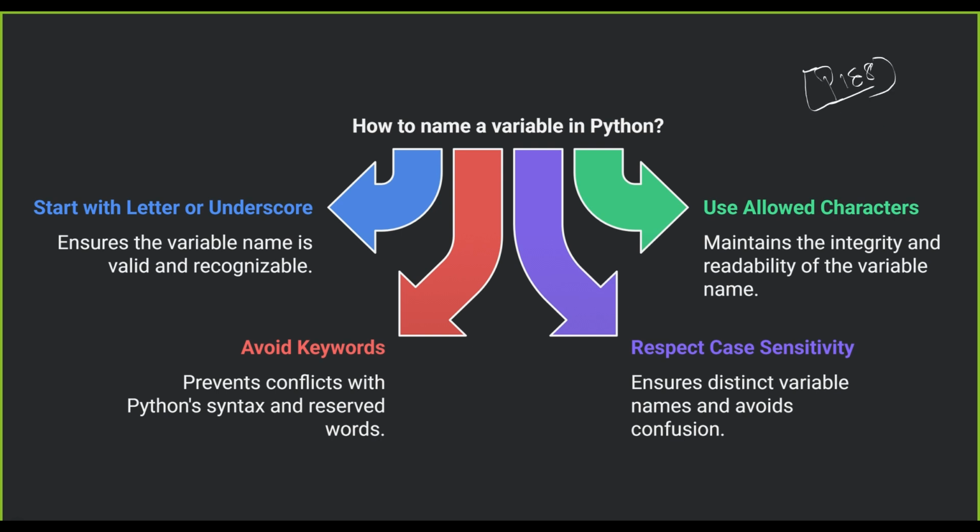The first thing is starting with a letter or underscore. A variable name is valid and recognized when the name always starts with a letter or an underscore. It should not start with something like that; that is not a valid name. For example, 1a starts with a number. We should not start with a number. What we can start with is abc, that is valid, or we can use xyz underscore abc like this.